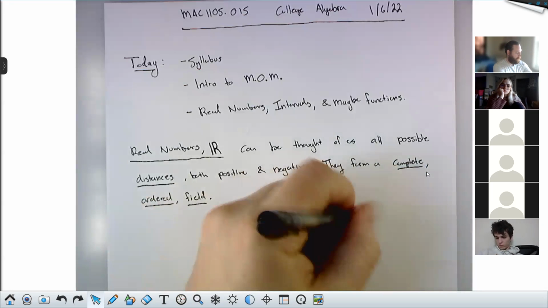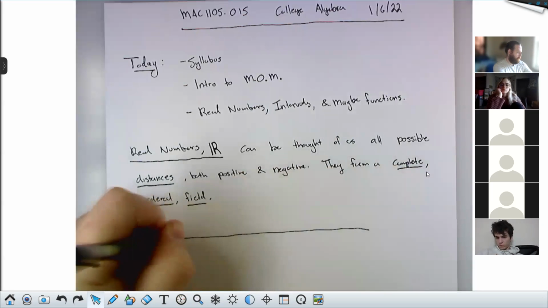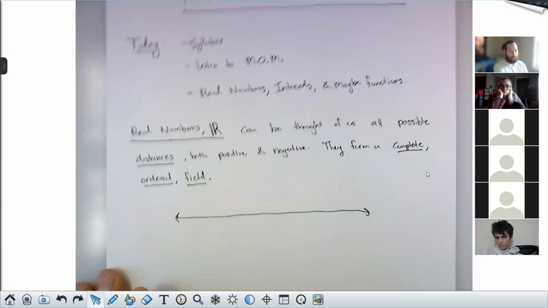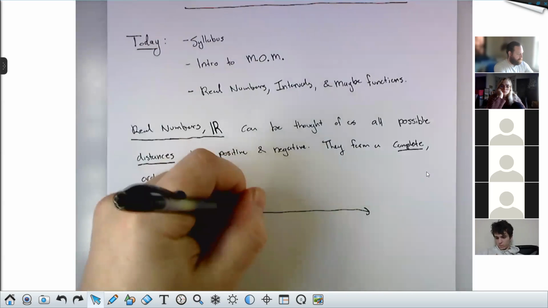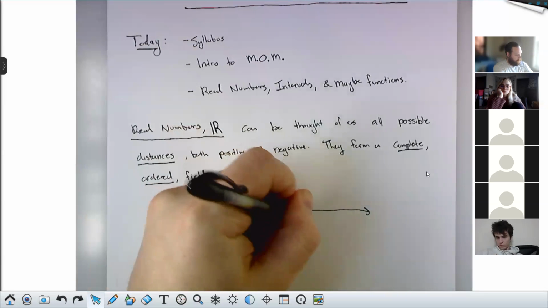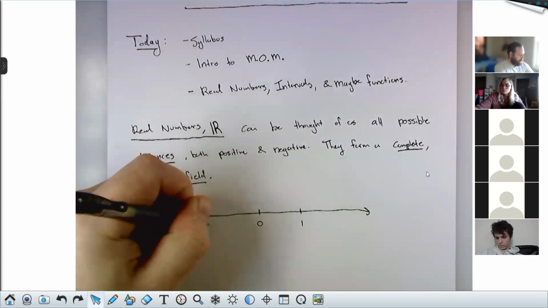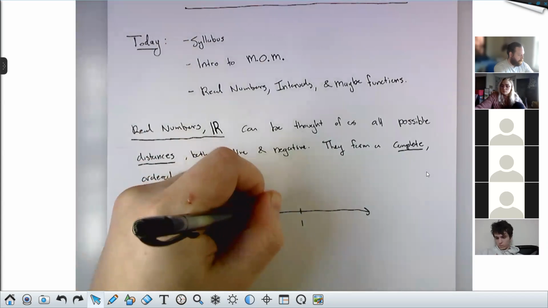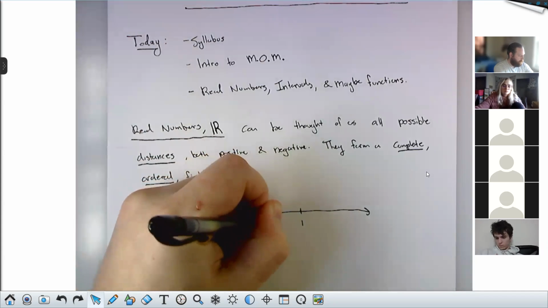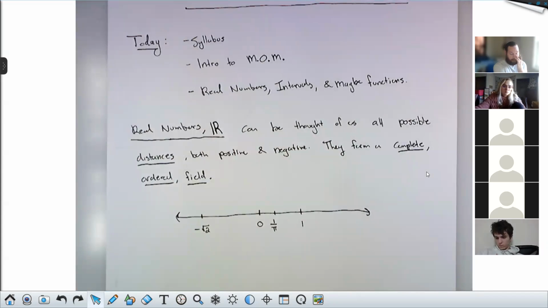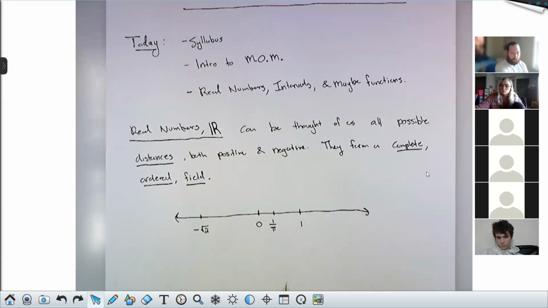So if you take your real line, here's the number line. This is all the real numbers. Maybe 0 is here, maybe 1 is here. Negative square root of 2 is over here. Maybe 1 over pi is here. Stuff like that. No matter how tight you zoom in on any chunk of this number line, like if I zoom into this region from 0 to 1 over pi, you'll never find a gap. That's actually very special.